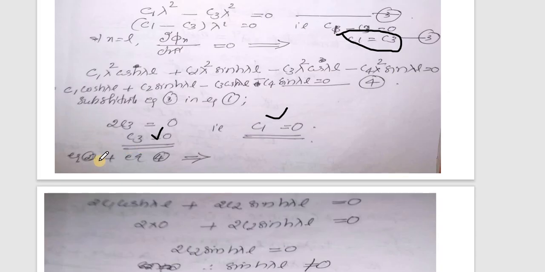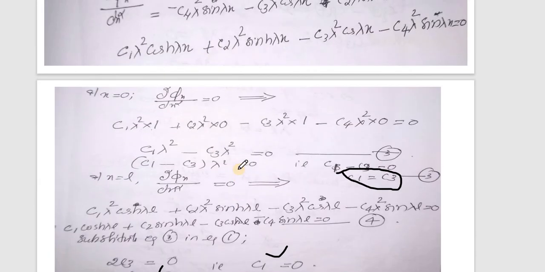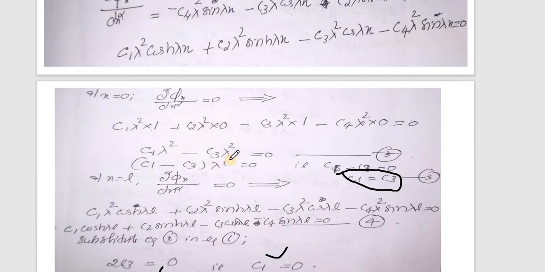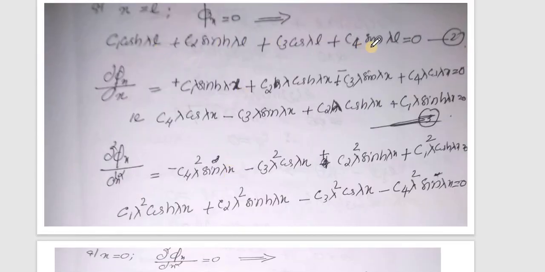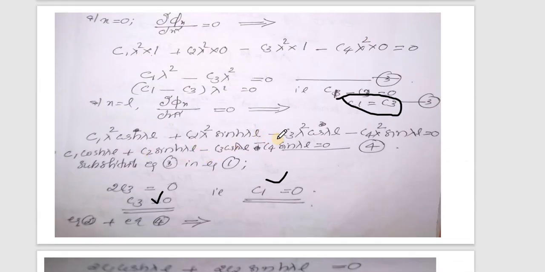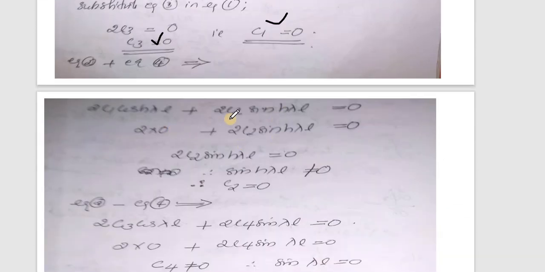Now I am adding equation 2 plus 4. Equation 2 is this one, and equation number 4 is this one. Adding them, I get 2c1 cosh lambda L plus 2c2 sinh lambda L is equal to 0. But what is c1? c1 is 0. Now I have c2: 2c2 sinh lambda L is equal to 0. Sinh lambda L cannot be 0, so only c2 can be 0. Therefore c1, c3 and c2, these three terms are 0.